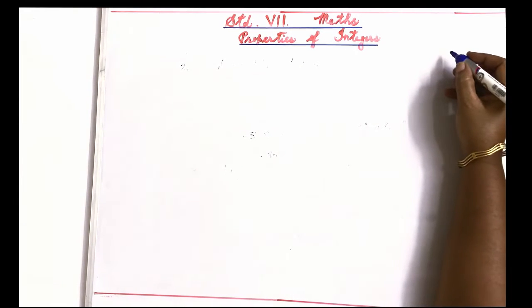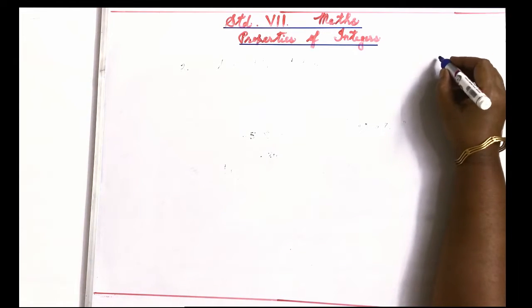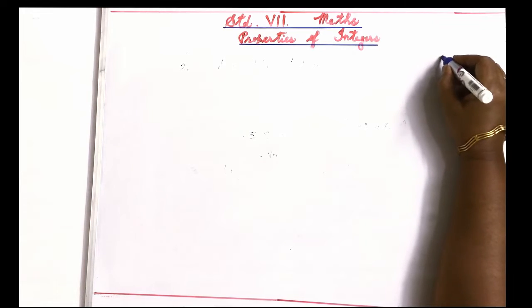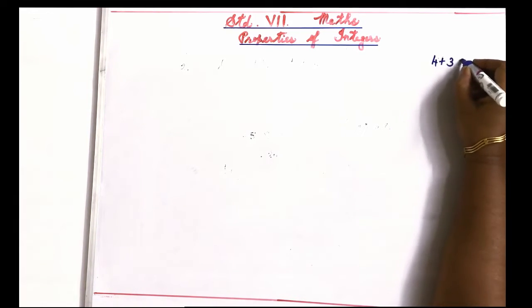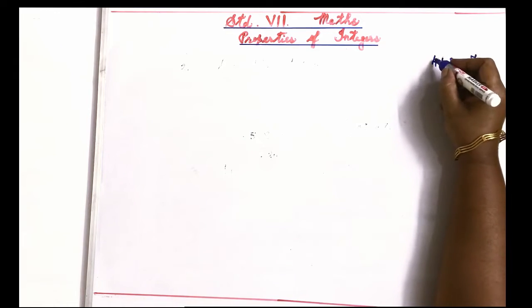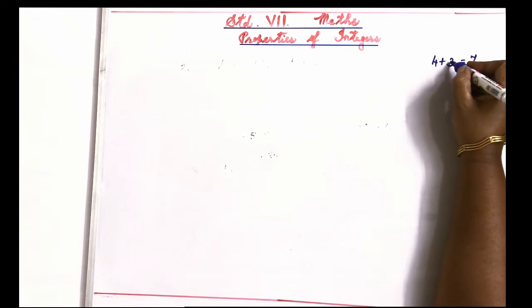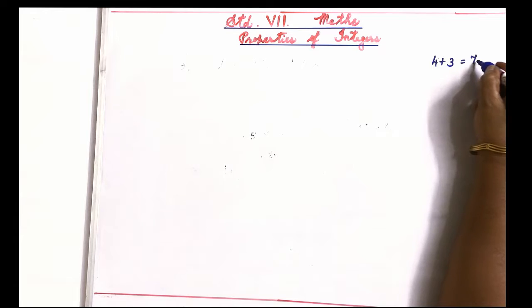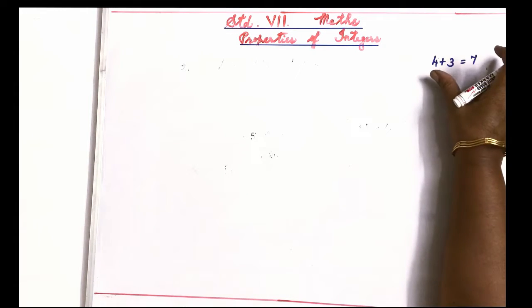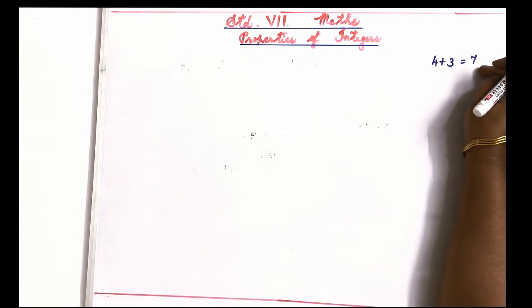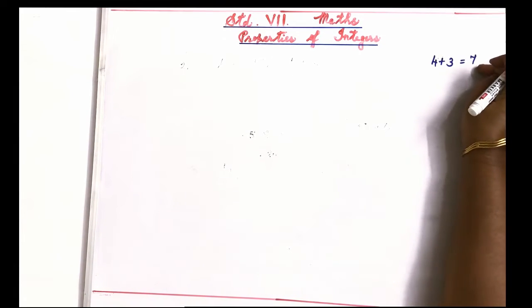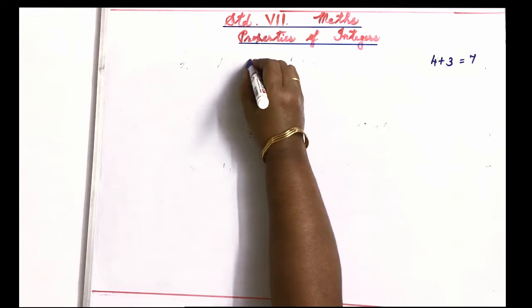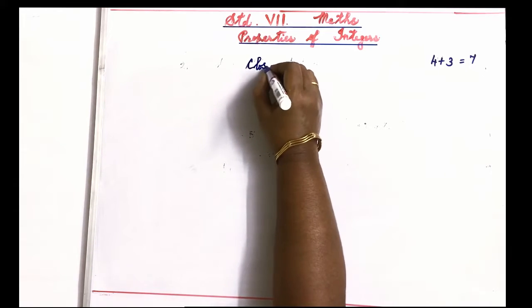First property, you studied closure property. Let us recall now. 4 plus 3 equal to 7. 4 is a whole number, 3 is a whole number. If you add, the answer is also a whole number. So this property is closure property of addition. The same we are going to see whether we can apply for integers. So first property is closure property.